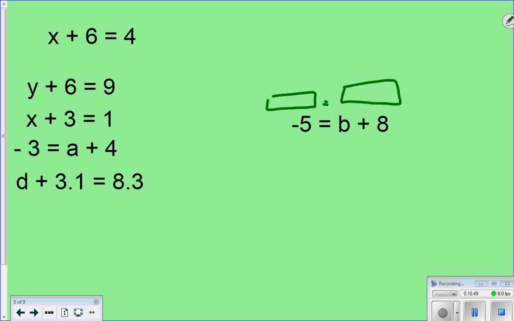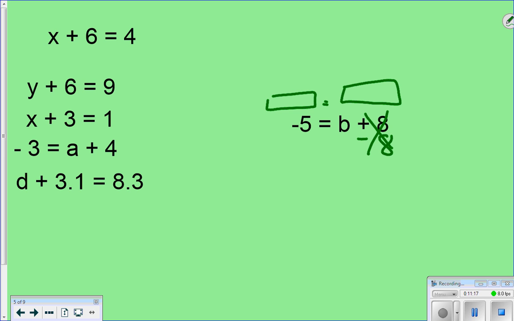So let's work on this side first. Let's pretend I have 8 boxes again. What am I going to do with those 8 boxes? Oh, no, no, no. What am I going to take away? Wait, I have 8 boxes on this side. What am I going to do with those 8 boxes? What do I want by itself? So I got to get rid of those 8 boxes, right? Anything that's with my variable, I want to get rid of. So let's subtract 8 boxes here. That's like me taking them away.